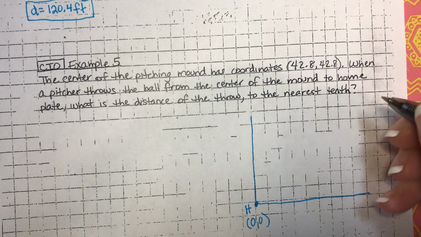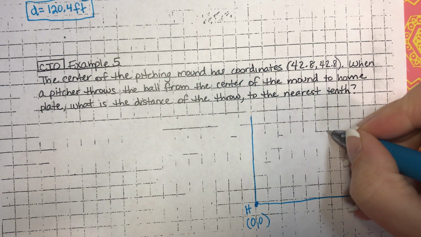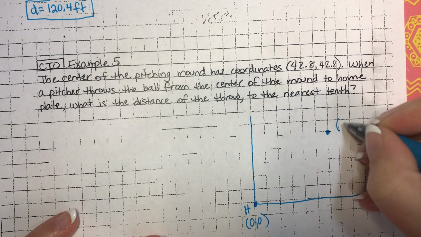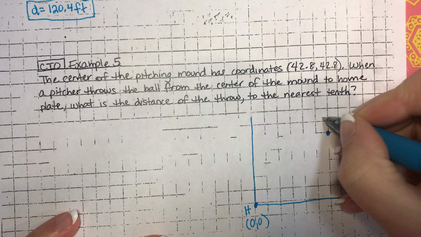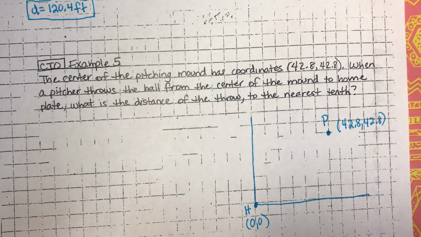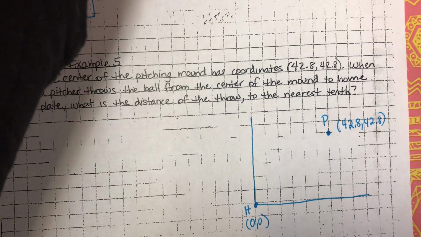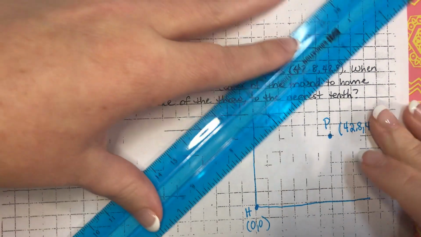It's basically saying when the pitcher throws the ball from the center of the mound to home plate. So center of the mound, this is going to be the center, and we're going to call this 42.8, 42.8. That's where the pitcher is. And really, we're just finding this distance from the pitcher to home plate.